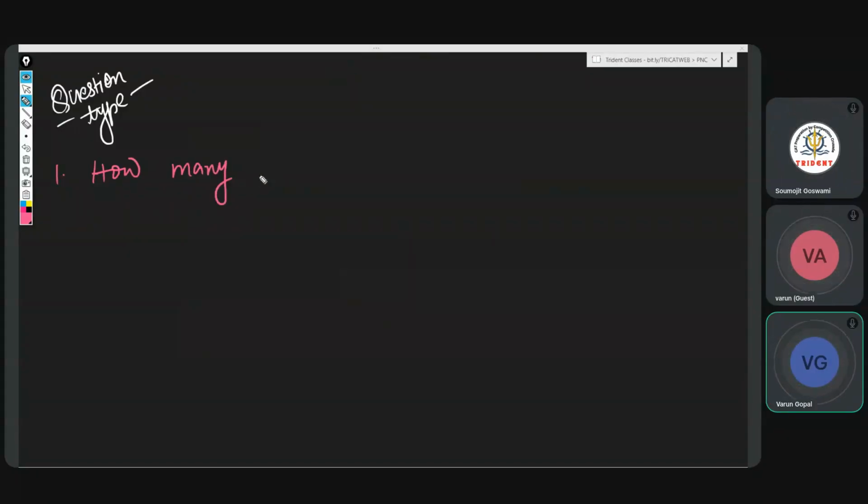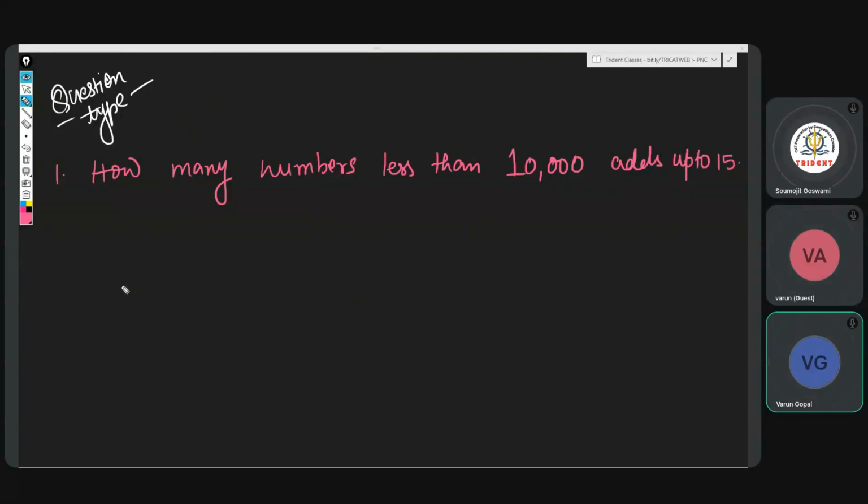How many numbers less than 10,000 add up to 15? I'll tell you when to take a screenshot. So right now, don't worry. I'll tell you when to take a screenshot and all that.